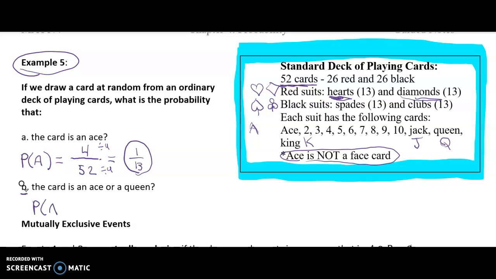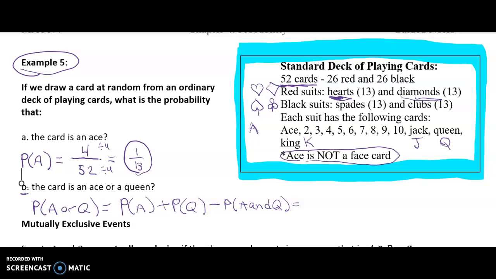So the probability of an ace or a queen. This is where we use that formula from the previous page. So we'll take the probability of an ace and we'll add it to the probability that we have a queen. But one thing we want to think about is, are there any aces that are also queens? So that's where we're going to subtract what I like to call the overlap, or we learned the intersection of ace and queen. So we're going to subtract the probability that something is an ace and a queen.